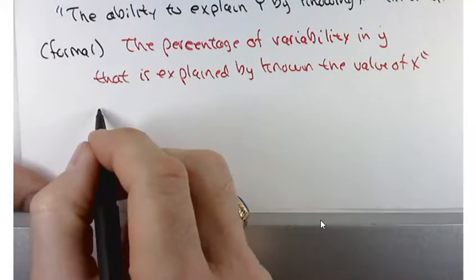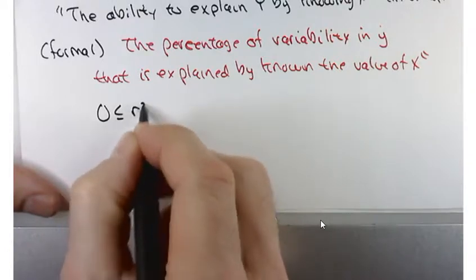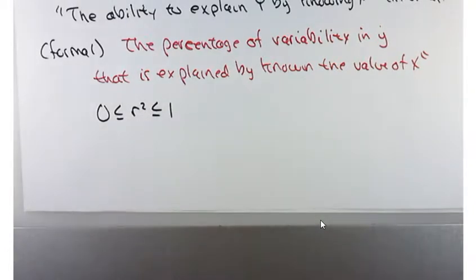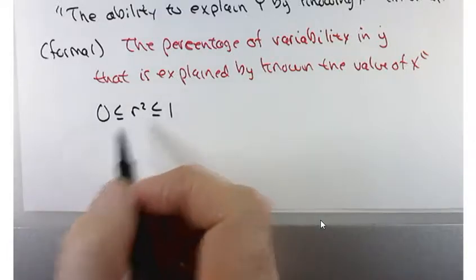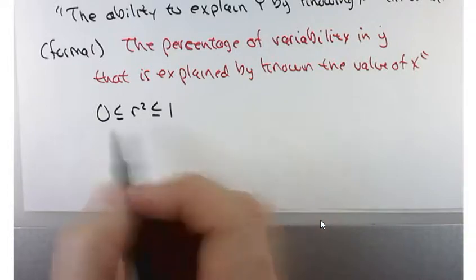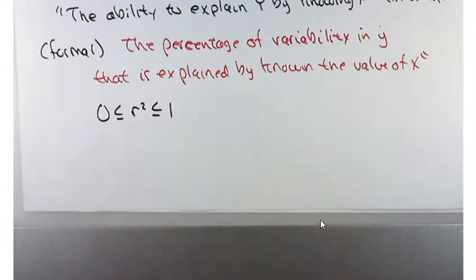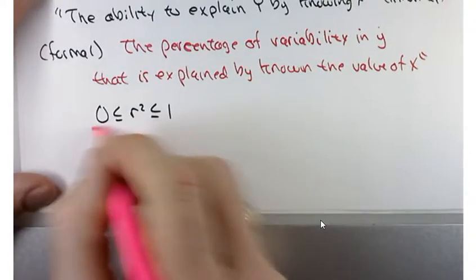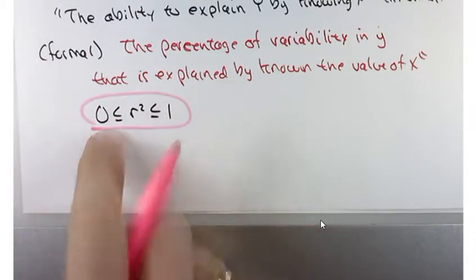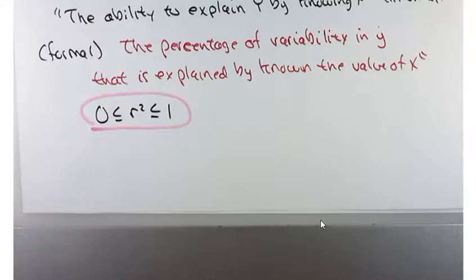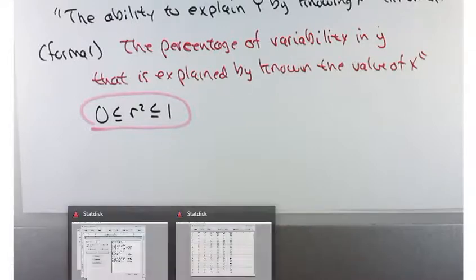Now, the one thing that goes along with this is something you could probably figure out if you spend a little time thinking about it. And that is, r squared has to be between 0 and 100%, or in decimal form between 0 and 1. So those are the limits on r squared. You can't do better than explaining 100% of the variability. You can't do worse than explaining 0% of it. So it's between those two values. Let's go check this out. We've got some output here.